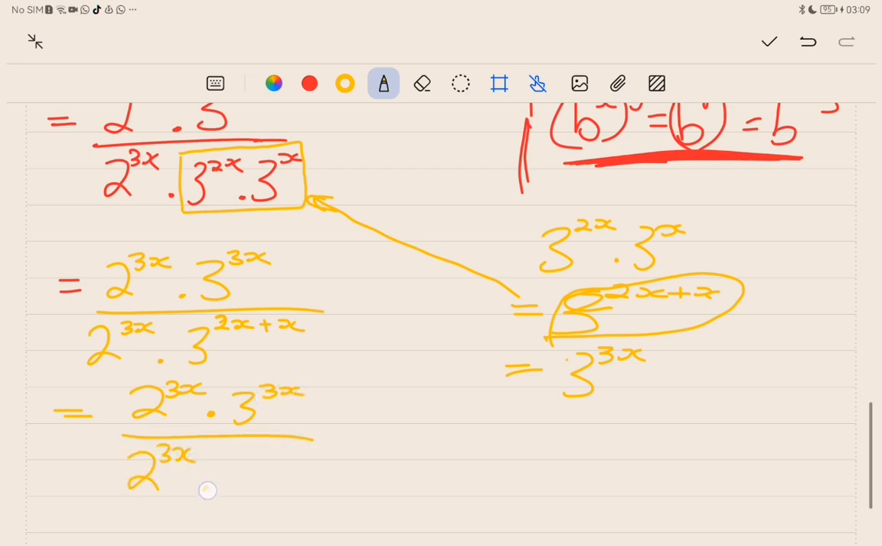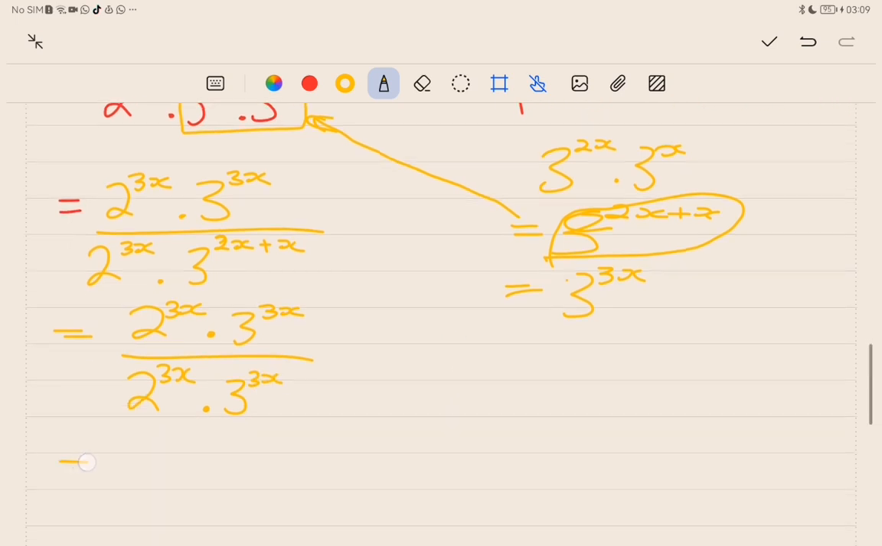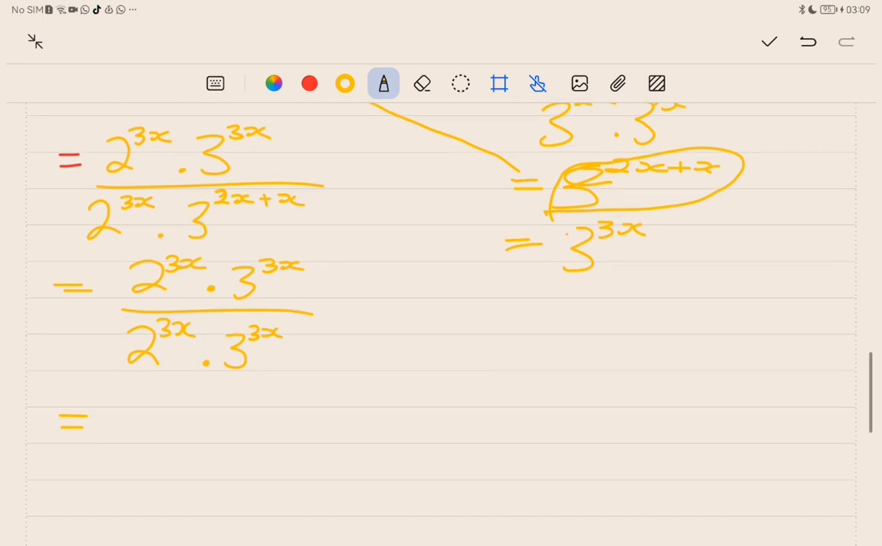Then what do you realize after this? You realize that the denominator is equal to the numerator, meaning that the answer here is 1. Since we all know that when you divide something by itself, the answer is 1. So 2 divided by 2 is 1. 3 divided by 3 is 1.